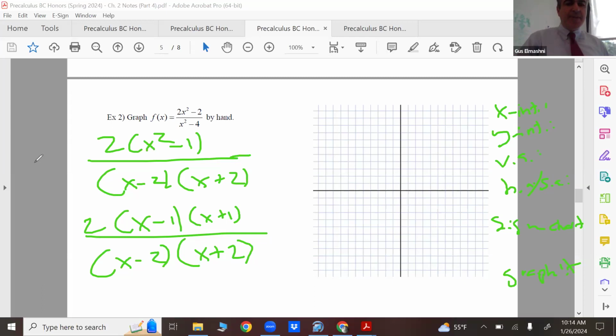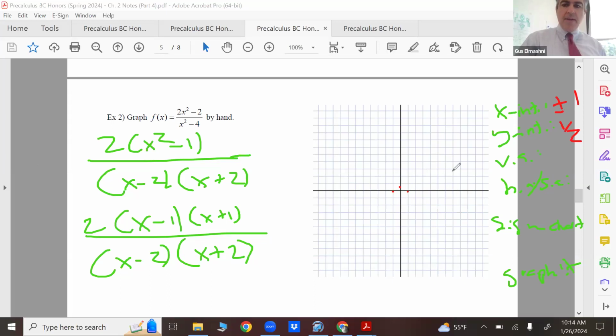X-intercepts should be pretty easy. What are the x-intercepts here? Yeah, good. The y-intercept, I actually look at the original. That might be better. If I plug 0 into the original, what do you get? 1/2. So let's plot that 1/2. 1 and -1.